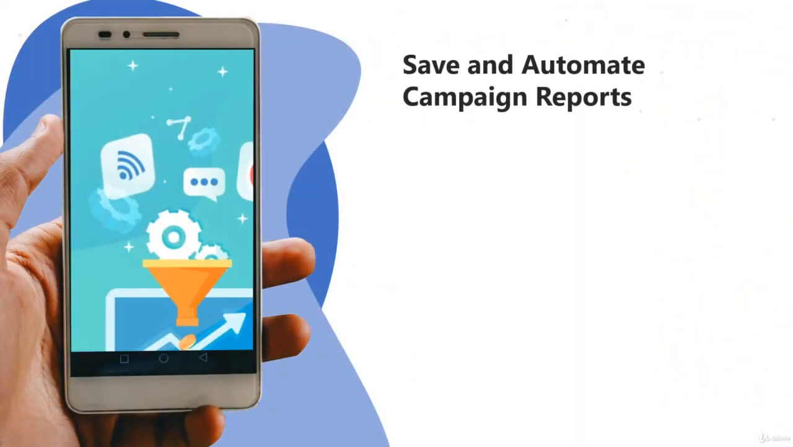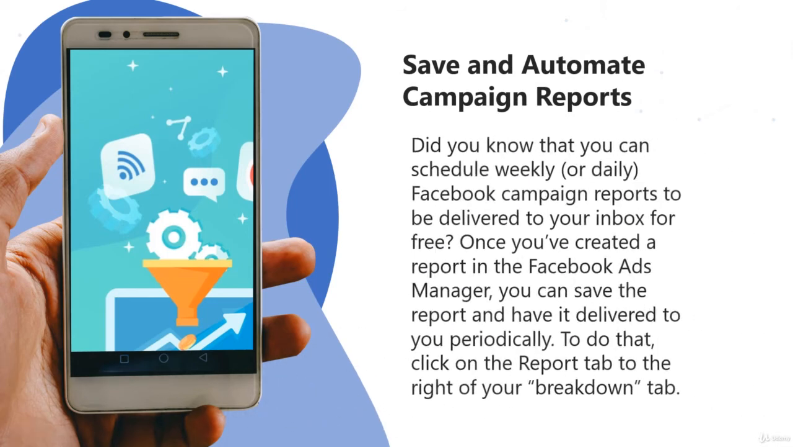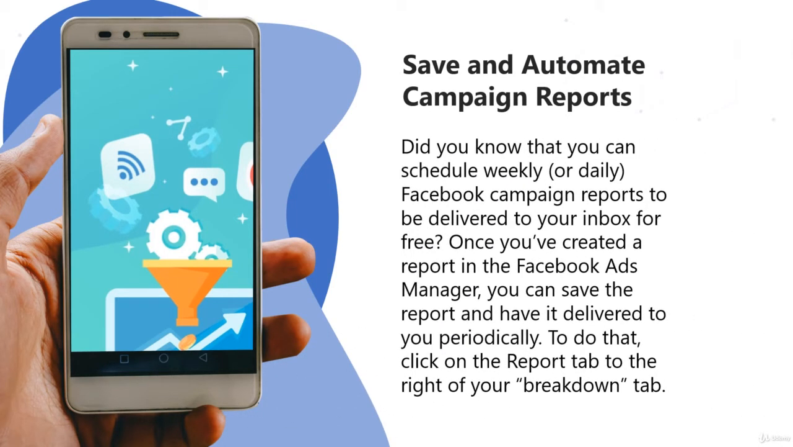Save and automate campaign reports. Did you know that you can schedule weekly or daily Facebook campaign reports to be delivered to your inbox for free? Once you've created a report in the Facebook Ads Manager, you can save the report and have it delivered to you periodically. To do that, click on the Report tab to the right of your Breakdown tab.